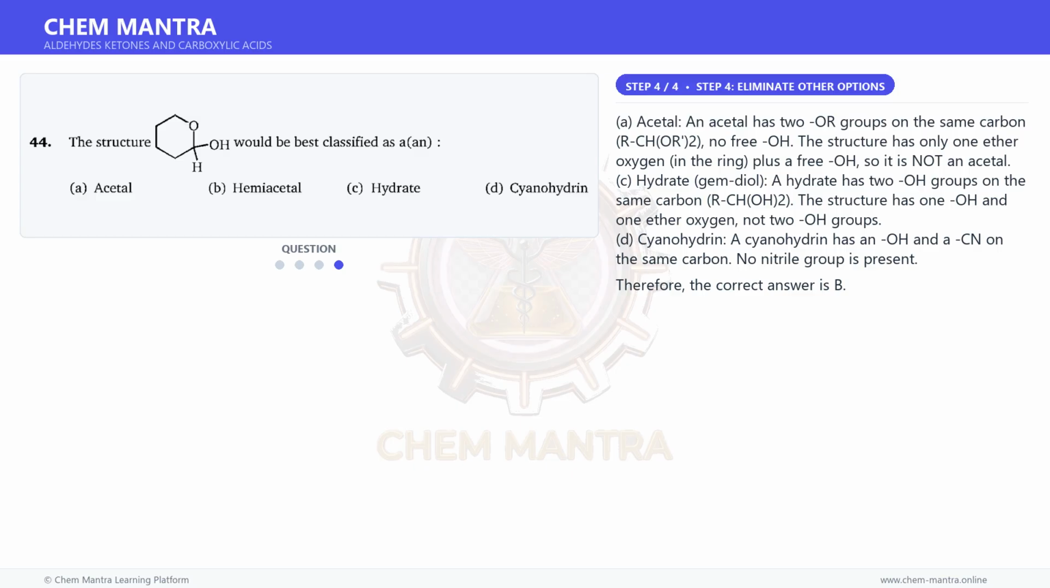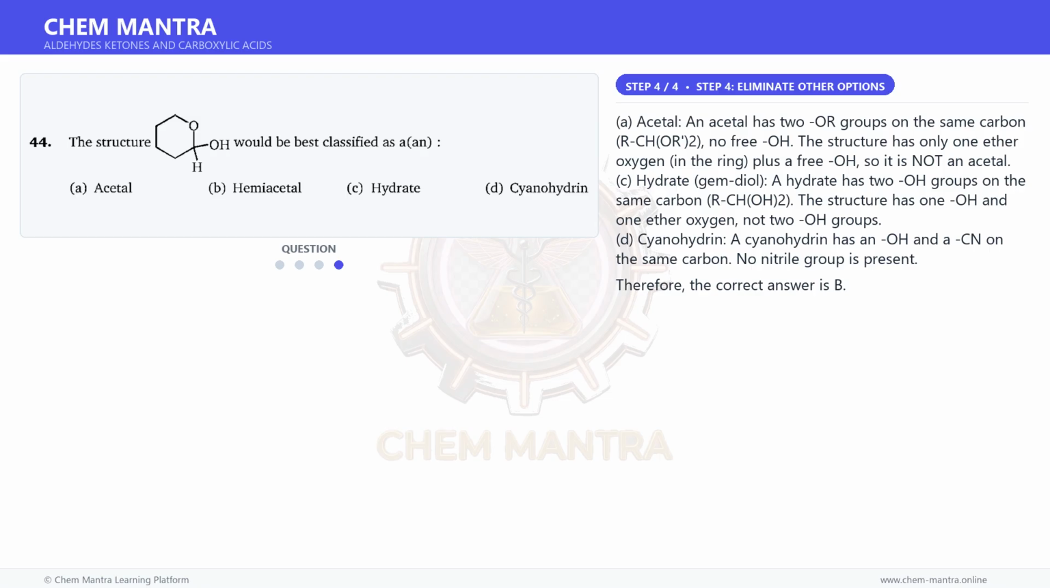And for the final step, acetal. An acetal has 2 OR groups on the same carbon, RCH(OR)2, with no free OH. The structure has only one ether oxygen in the ring, plus a free OH, so it is not an acetal. C. Hydrate. Gem-diol.